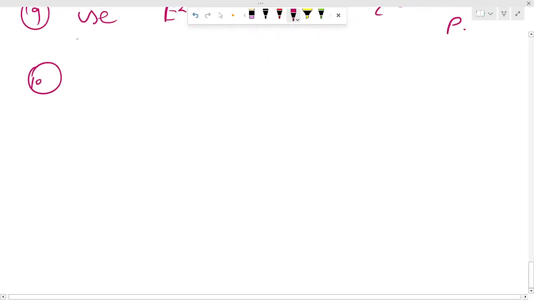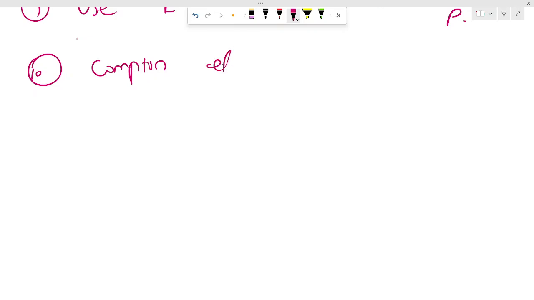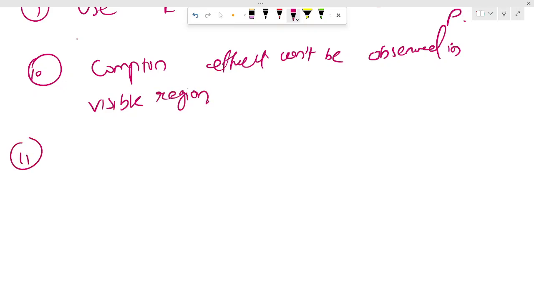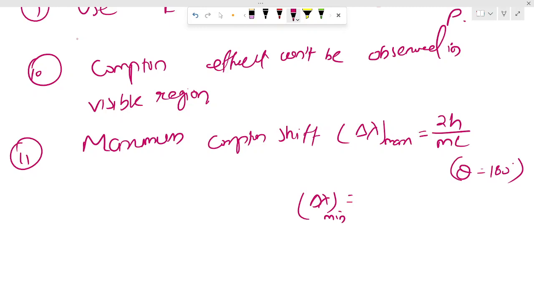At number 10 we have Compton effect can be observed in visible region. Compton effect, sometimes our questions come from this section. Compton effect can't be observed in visible region, okay. At number 11 we have maximum Compton shift, as I have talked about in the curve between your lambda and your theta, that is maximum Compton shift, del lambda max will be equal to 2h upon m c, and in place of theta we have 180 degree, so it becomes the maximum value, and its value at minimum would be for cos theta at 0 degree, that's why del lambda minimum will be 0, okay.